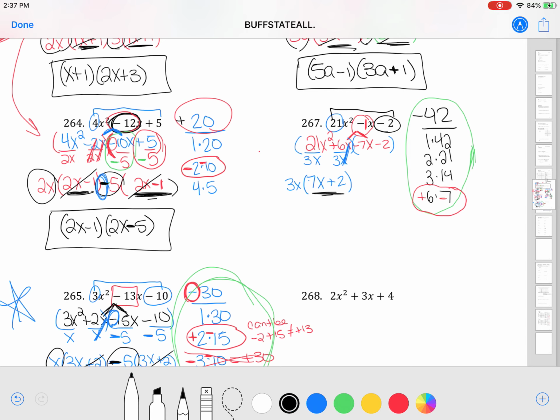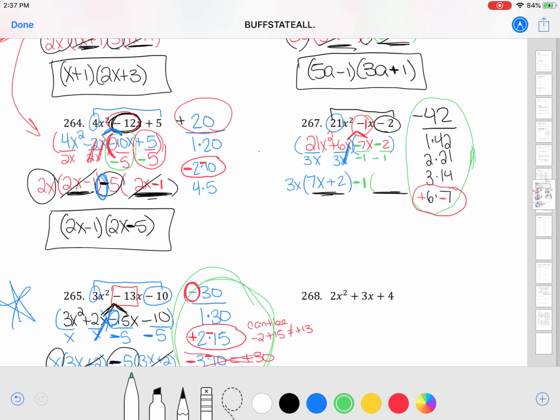Now remember the goal. I need this to match up with what I get over here when I have this next group that I have to take a GCF out of. Between 7x and 2, they don't have anything in common other than a 1. But they're both negative right now, and I need them to become positive. So that tells me my GCF needs to be a negative 1.